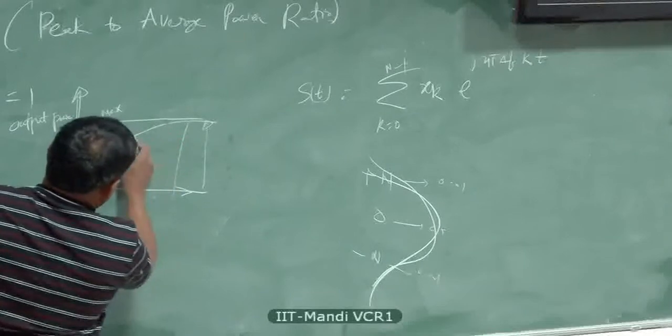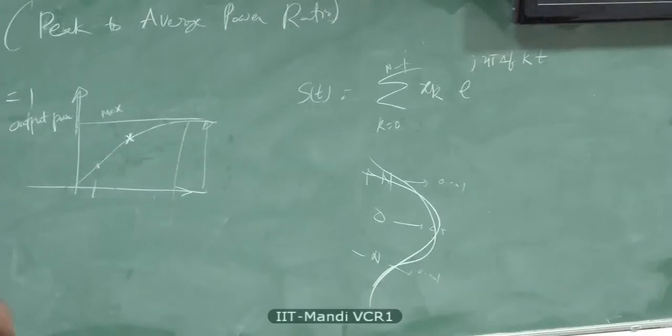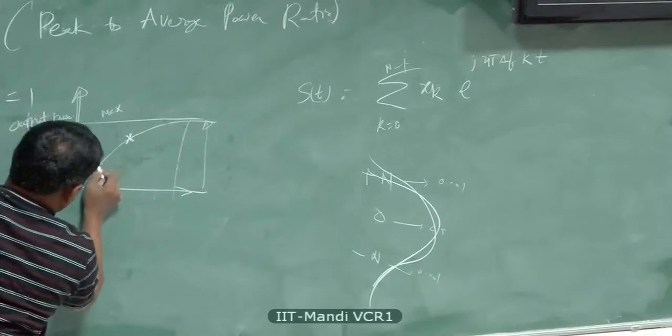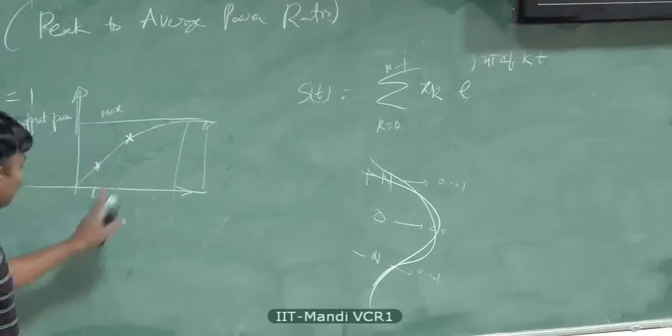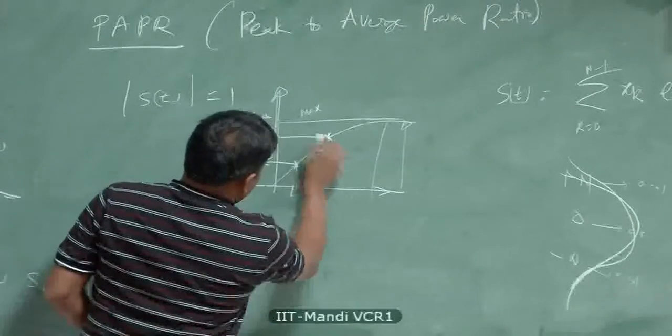So if TDMA operates here, this kind of single carrier FDMA operates. This is called single carrier FDMA. It operates here. OFDM has to operate here because it has much higher swings. Okay, what does it mean? The output power will be reduced.